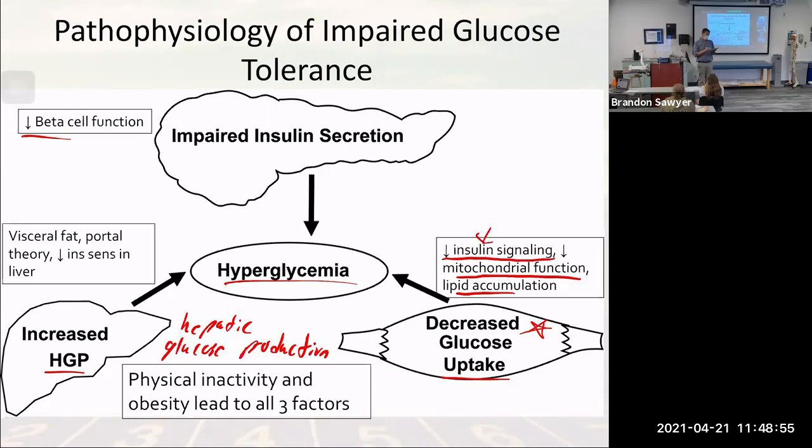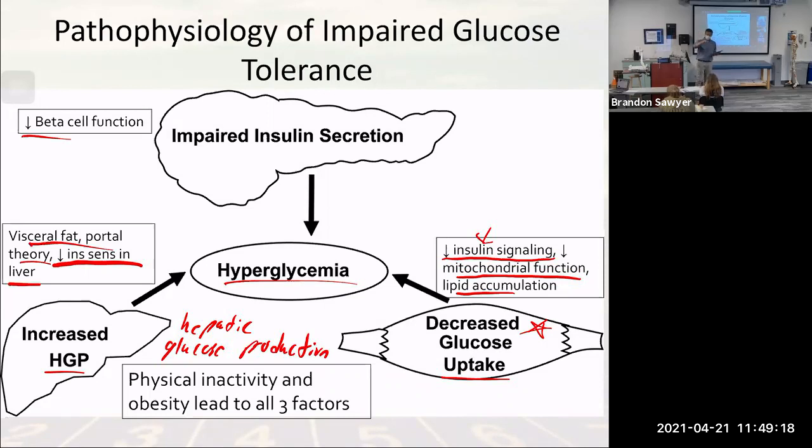But in type 2 diabetes, that doesn't happen. We get insulin resistance in the liver as well. So that insulin goes and binds to the liver and tells it to stop releasing glucose, but it doesn't stop. And in some cases, it actually releases more. Okay, so that's a decrease in insulin sensitivity in the liver. This is all tightly linked with visceral fat and what's known as portal vein theory, and I'll explain that in a second.